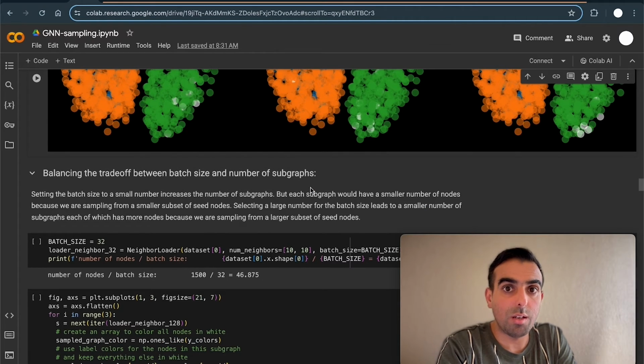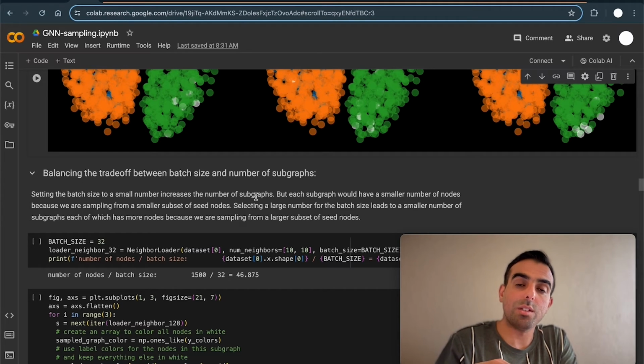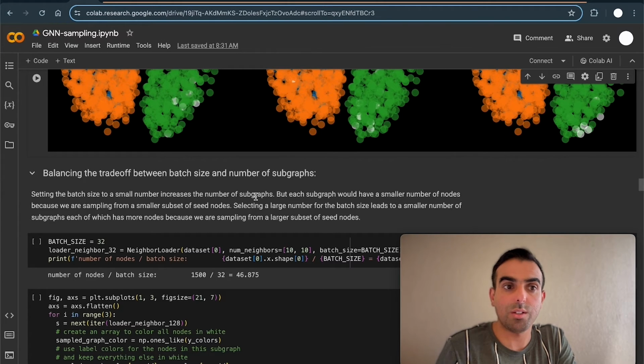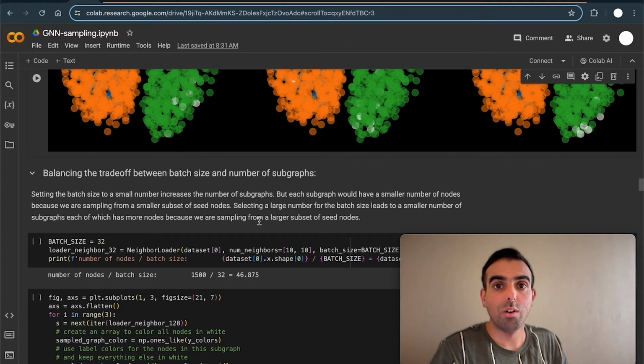So there's a trade-off in the neighbor sampler, balancing between the batch size and the number of subgraphs. Setting the batch size to a small number increases the number of subgraphs. If we start with a small number of seed nodes, we need more subgraphs to cover all the seed nodes. But each subgraph would have a small number of nodes because we are sampling from a smaller subset of seed nodes. But if we select a large batch size, this leads to a smaller number of subgraphs, but each one has more nodes because we are sampling from a large pool of seed nodes.